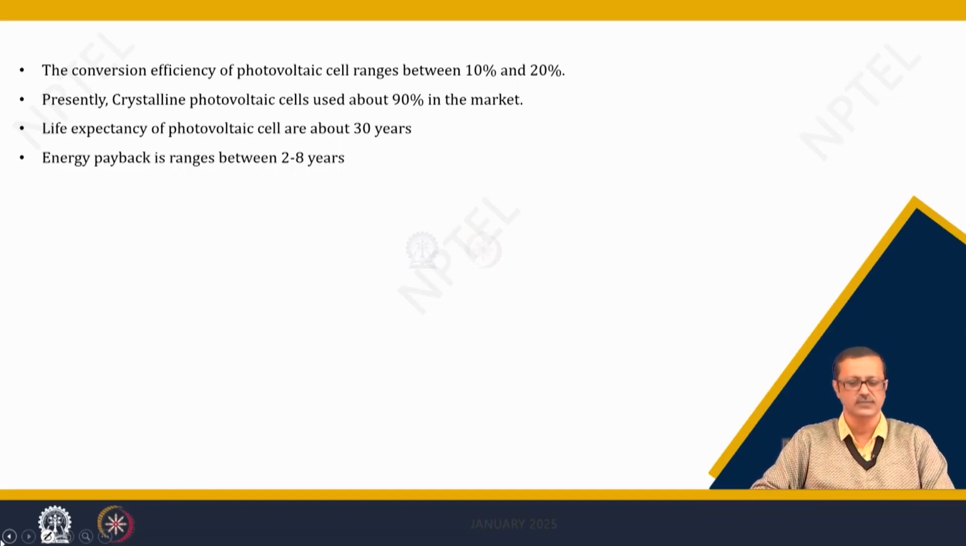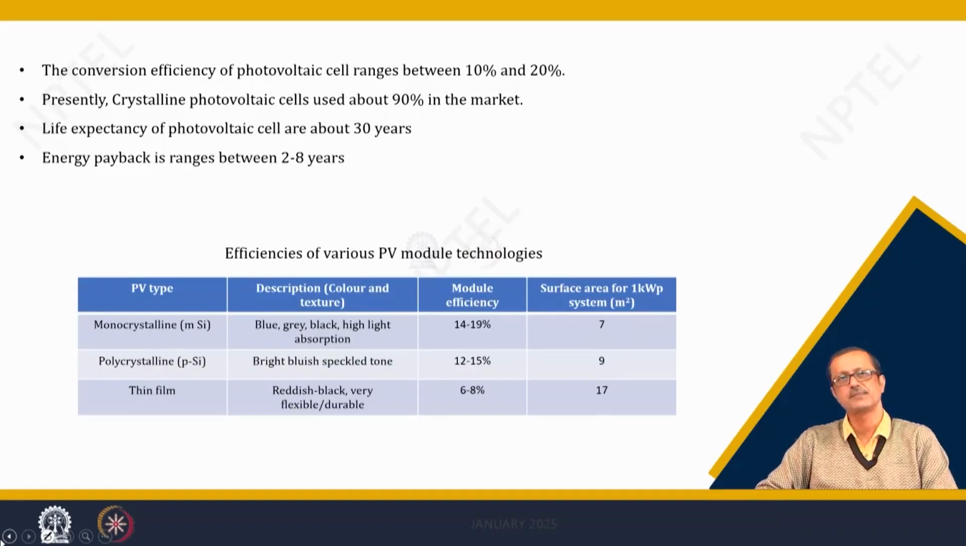It depends upon a lot of other issues also, but definitely the efficiency will degrade as it gets older. The energy payback ranges from 2 to 8 years. That means after 2 to 8 years, you will get back the amount of the investment you made on the very first day. So, I have written down the three types, monocrystalline, polycrystalline and thin film PV types, and there are some other parameters of how they look.